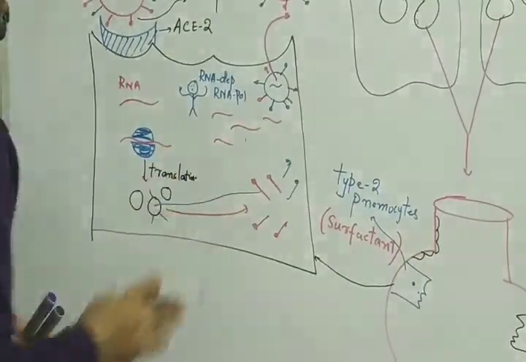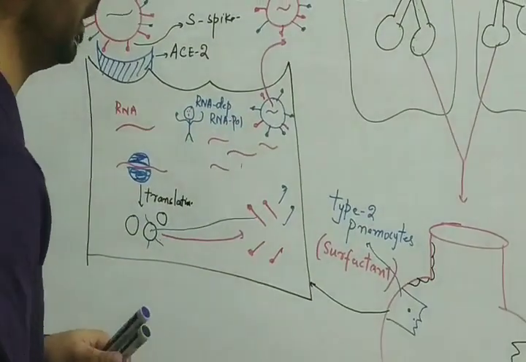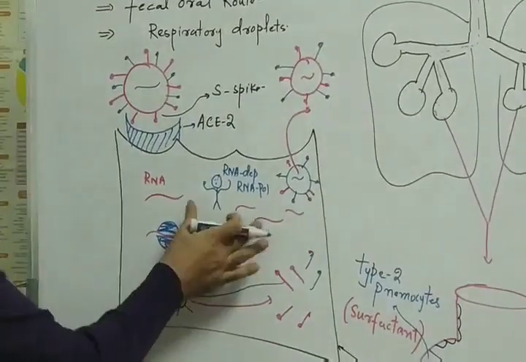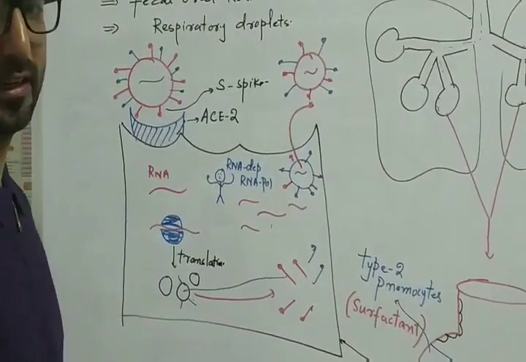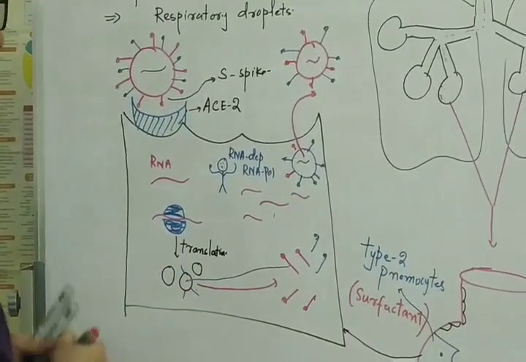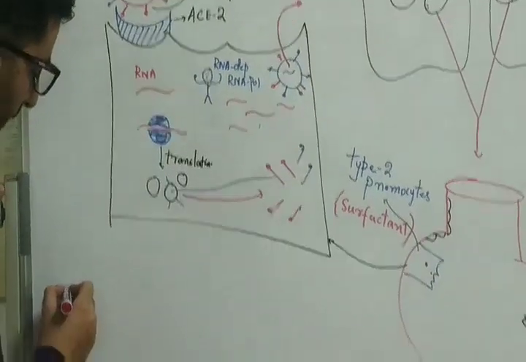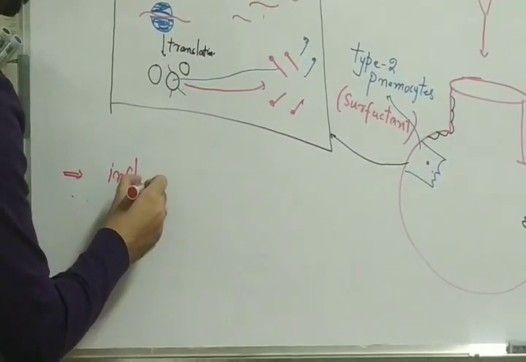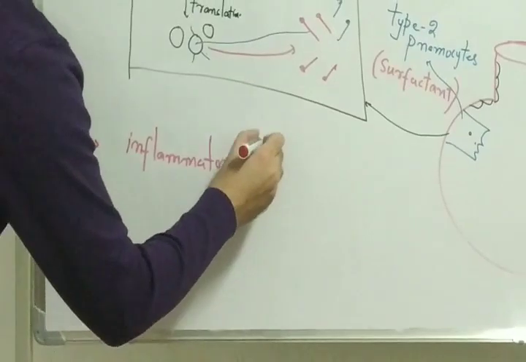This is the pneumocyte, type 2 pneumocytes. When the type 2 pneumocytes are damaged, they secrete chemical mediators, we can say inflammatory chemical mediators. For example, if someone beats us, we call our friends. In that same situation, when this is destroyed by this virus, it secretes some type of signals. What are the signals? They are called inflammatory chemical mediators.